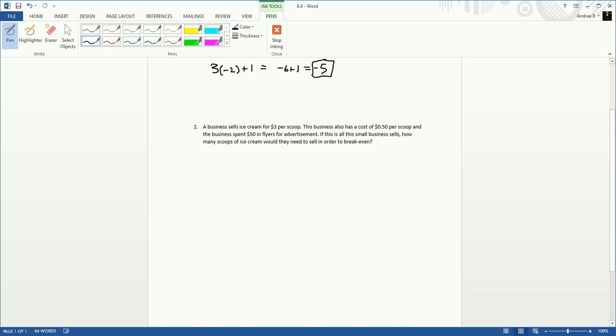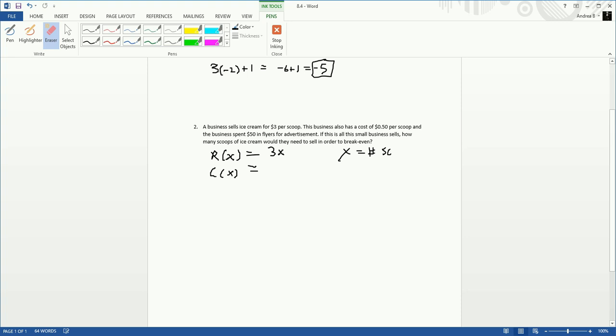So remember, anytime you're dealing with a break-even point, that means you're going to have your revenue, which we have as r of x, for your revenue function, and your cost function, which is c of x. And you have two different equations here. So for the revenue here, the amount of money they make per scoop is $3. So we'd have 3 times x, where in this case x represents the number of scoops.